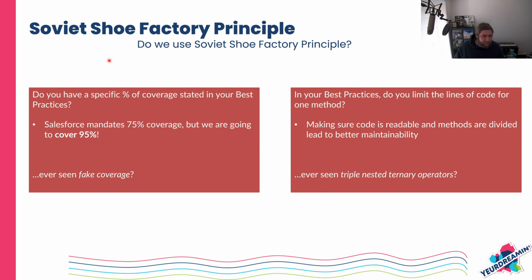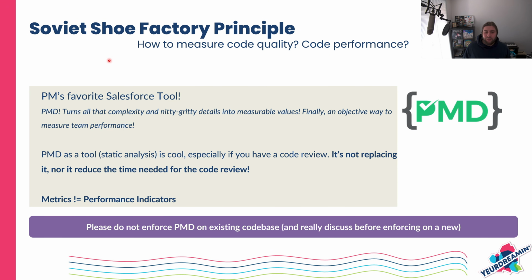So in order to avoid this and maybe keep fewer lines of code, fewer symbols, using triple nested, quadruple nested ternary operators. That's the Soviet shoe factory principle in reality. What's the favorite tool for deployment, for DevOps of our PM? Of course, it's PMD, PM's favorite DevOps tool.